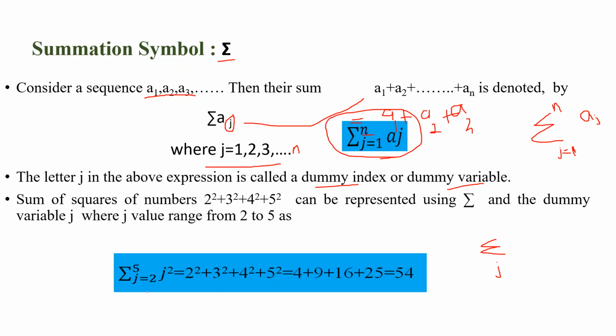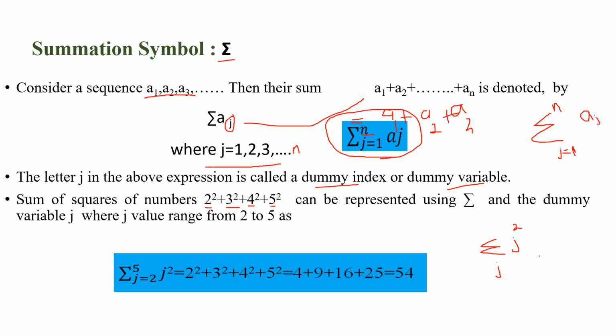So we will use the dummy variable as the main number in the sequence. So you write it as j, right? And then what are we going to find? We are finding the square of all the numbers, so you write it as j squared. Now, this j value: the first time j will be 2, then it will be 3, then 4, then 5.